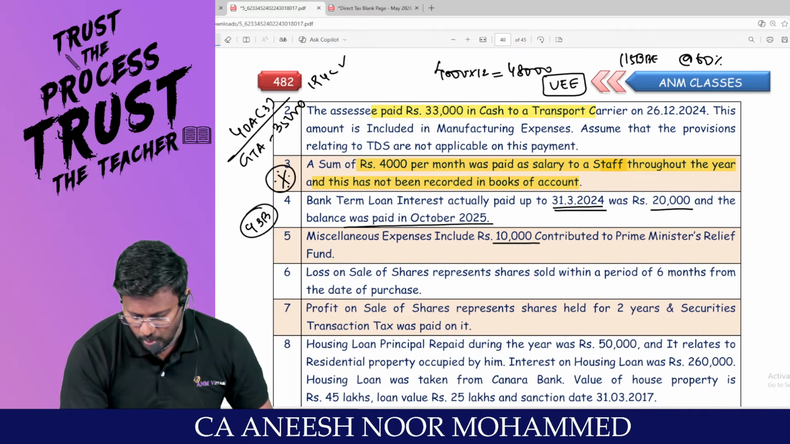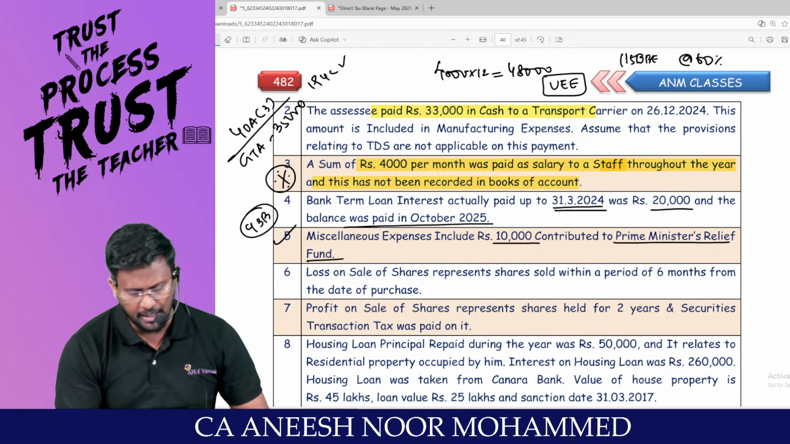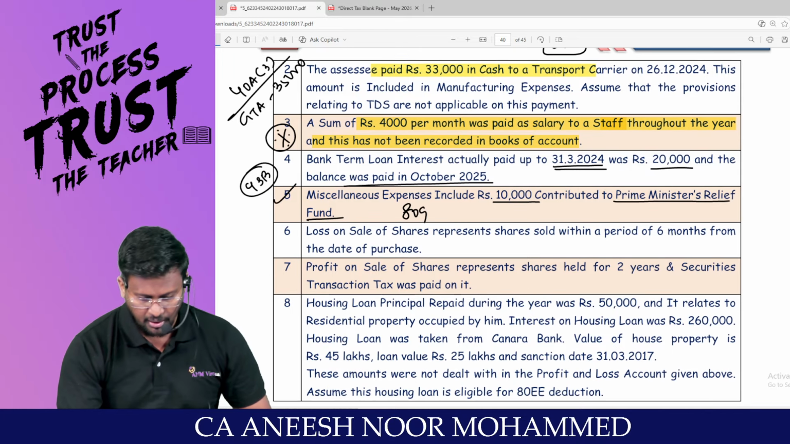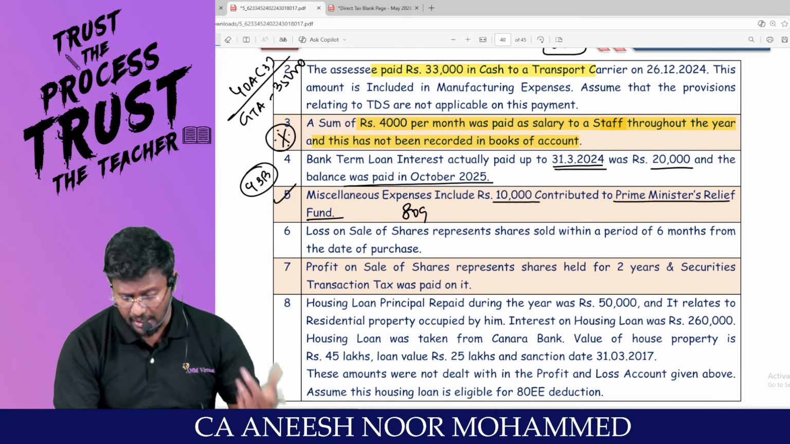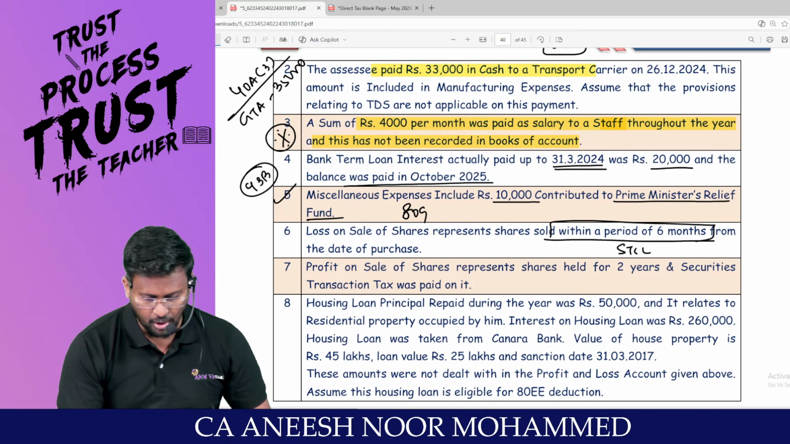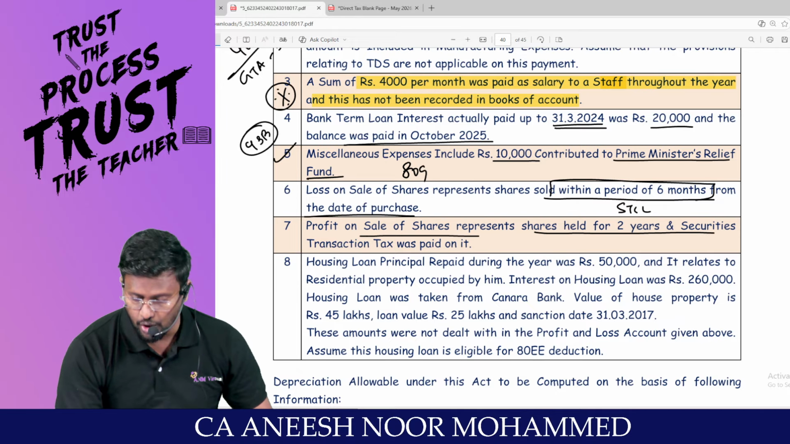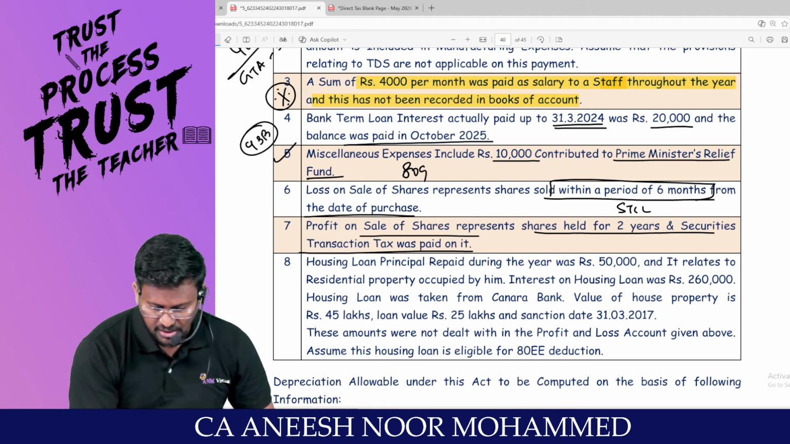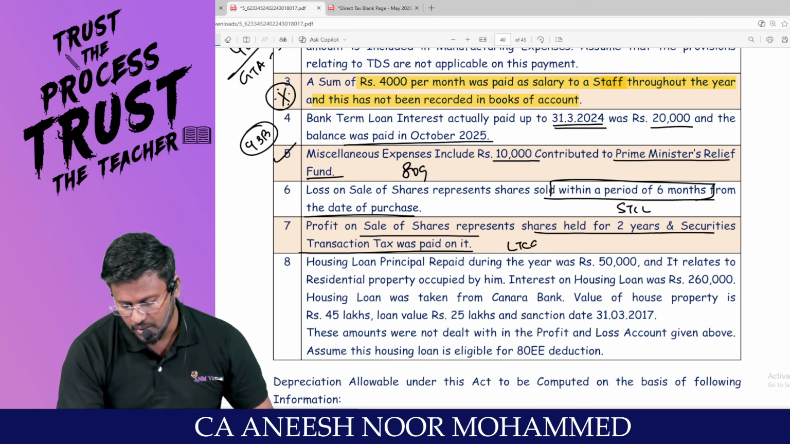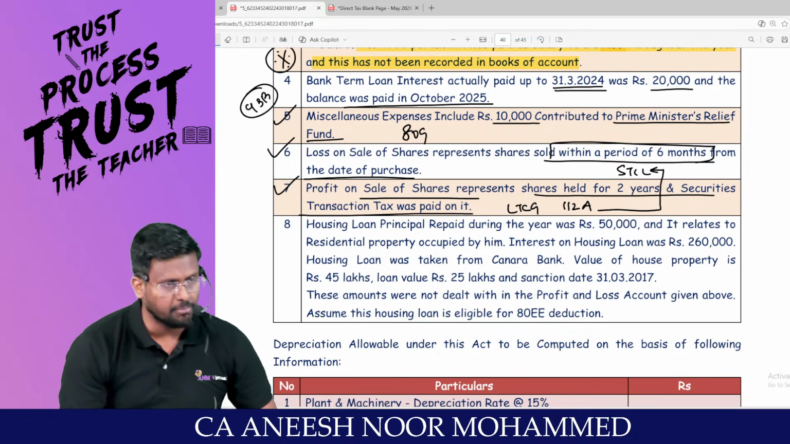Miscellaneous expense includes 10,000 contributed to Prime Minister's Relief Fund. That 10,000 should be added back. You can claim deduction under loss on sale of share, which represents shares sold within a period of 6 months from the date of purchase. That means short-term capital loss. Profit on sale of share represents shares held for 2 years and security transaction tax was paid on it. That means long-term capital gain covered under 112A. Long-term capital gain can be set off against short-term capital loss, but both have to be added back in the PGBP area.